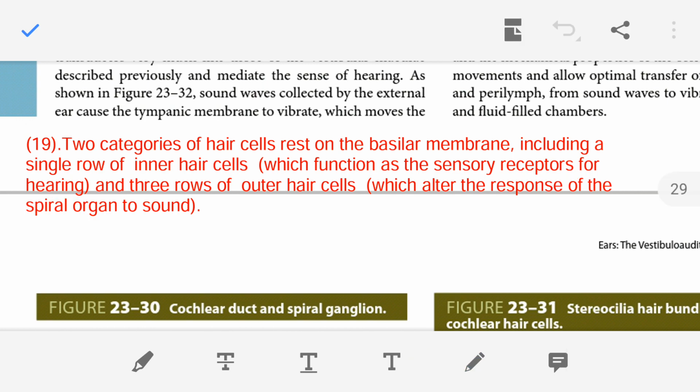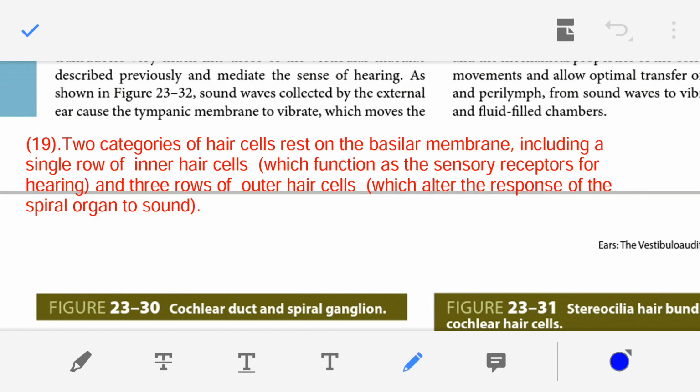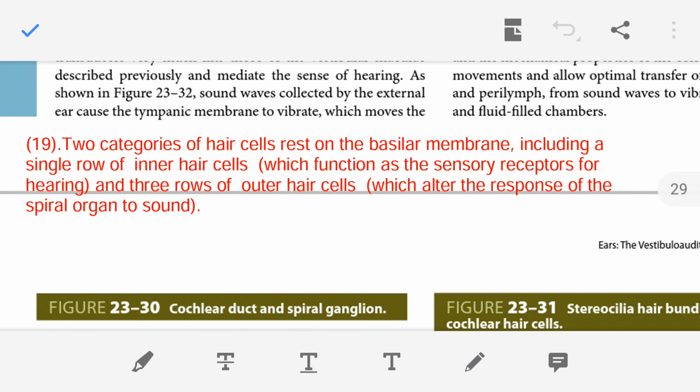Okay, and there are three rows of outer hair cell. And what is the function of this outer hair cell? So this outer hair cell alters the response of the spiral organ to sound.